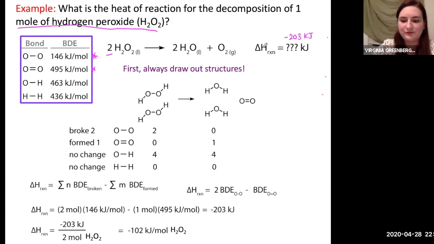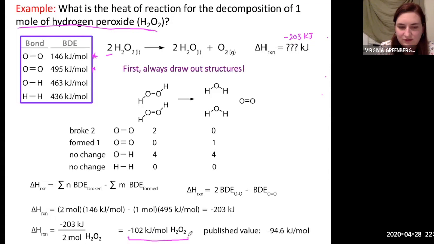Okay. So let's go ahead and take a look at another example. And I guess before we do that, we can recognize how this value that we calculated per mole of H2O2 is slightly different from the published value, but it's pretty close. So I'd say that with bond dissociation energies, you can really make a good estimate.